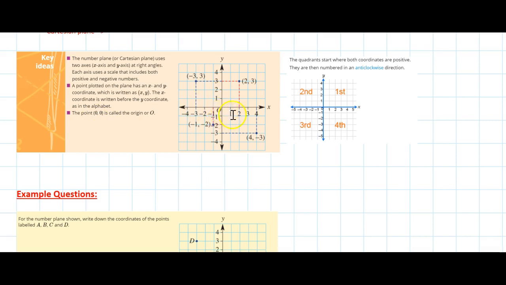Now the point here in the middle, which is the point (0, 0), is called the origin. It's the middle of the number plane.